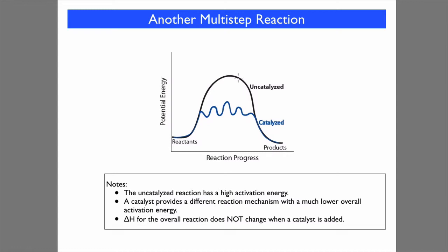Here, one more look at a multi-step reaction. You can see that the uncatalyzed reaction has a high activation energy to the top of the peak. A catalyst provides a different reaction mechanism with a much lower overall activation energy, and you can see here the first activation energy is about half of the other one. It's providing a different route to take, which requires less energy. Of course, the overall enthalpy change for the reaction doesn't change whatsoever when a catalyst is added.